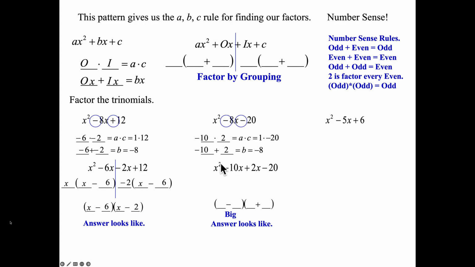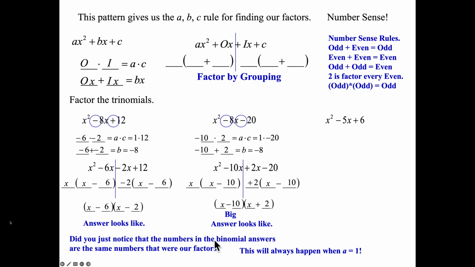So again, we separate it to x squared minus 10x plus 2x minus 20. Cut it in half. Take out the x. I'm left with x minus 10. X minus 10 over here. Take out the plus 2. X minus 10 in this binomial, x plus 2 over here. Wait a minute. I noticed something here. Do you notice that every time we find these numbers, they end up in my answer? And that's going to happen all the time when A is a 1. So we do not have to do this factor by grouping step right here. Once we find our numbers, we can jump to our answers.